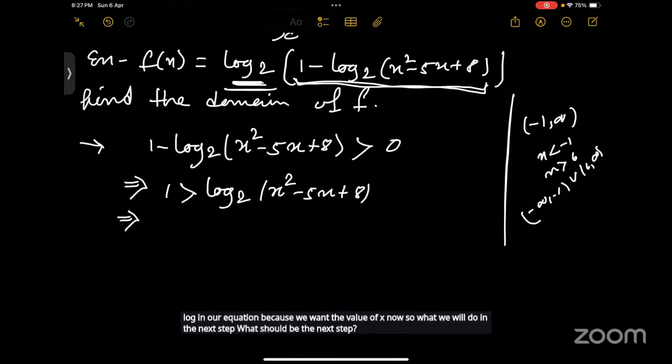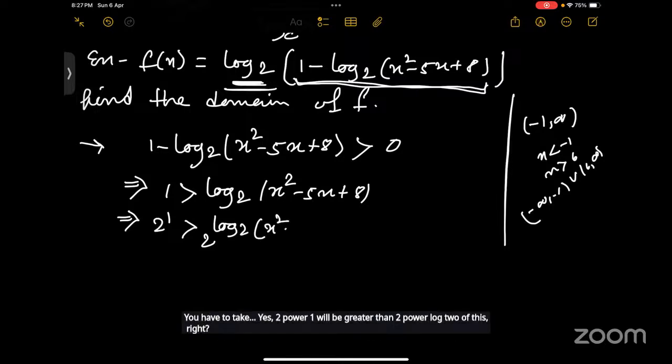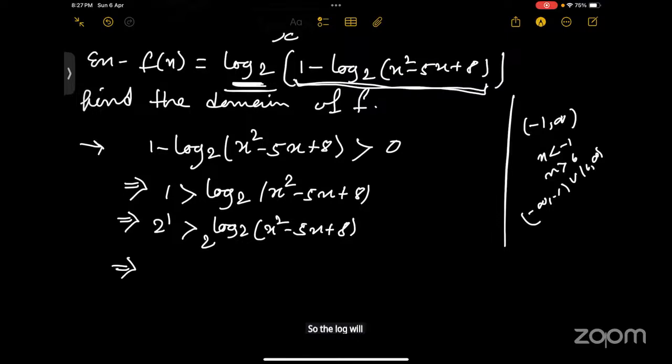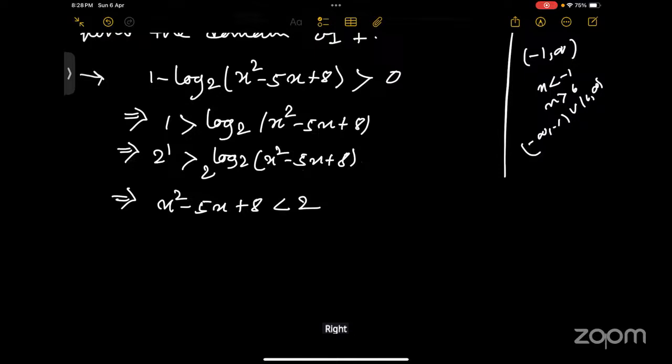We have to take 2 to the power 1. Yes, 2 power 1 will be greater than 2 power log base 2 of this, right? So the log will be cancelled out. Then we can find x square minus 5x plus 8 will be less than 2, right?